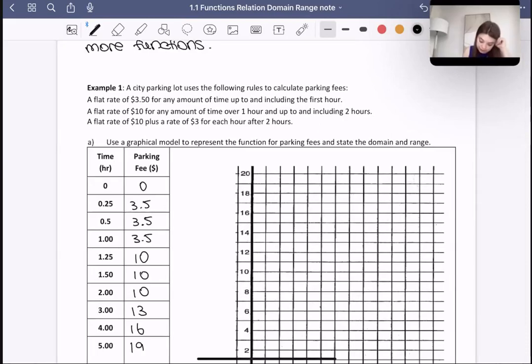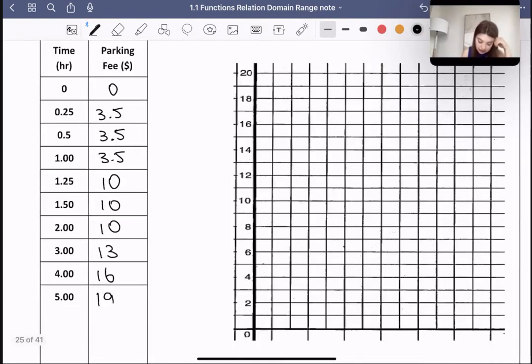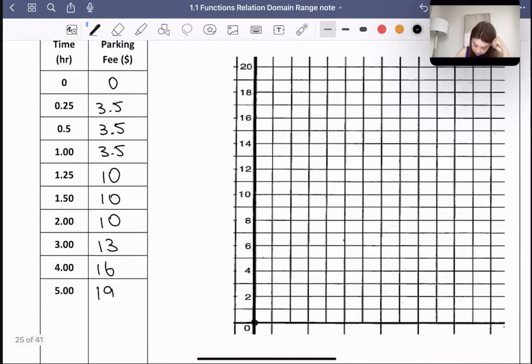Okay. So we're going to use a graphical model to represent this function for parking fees, because as you can see, they changed the function a couple times. First, we're starting here, and then we're going up to a $3.50 parking fee, which is right here, $3.50 for up to the first 1 hour.